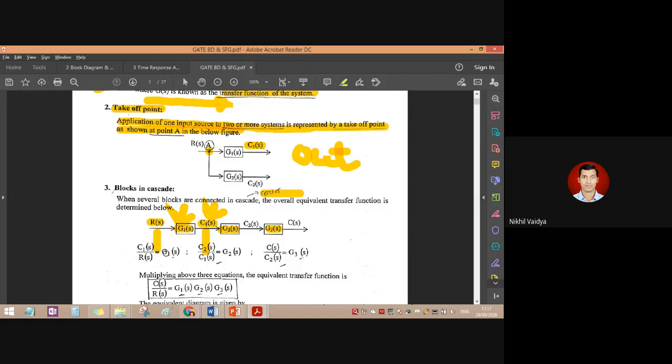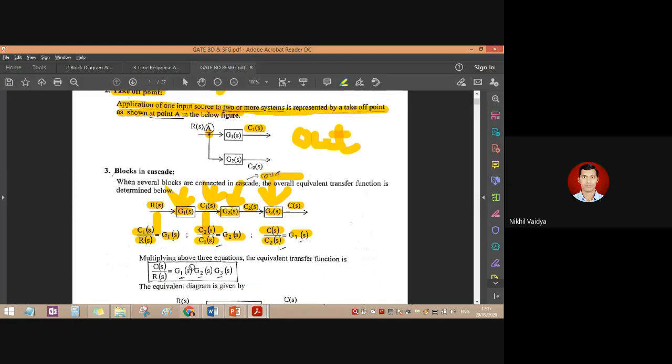So this G1 of S will be written as C1 of S upon R of S. Similarly, G2 of S will be written as C2 of S upon C1 of S, because C2 of S is output and C1 of S is input. So this is G2 of S. And G3 of S will be written as C of S upon C2 of S. Multiplying the above three equations, the equivalent transfer function of this complete system will be written like this, as mentioned below.